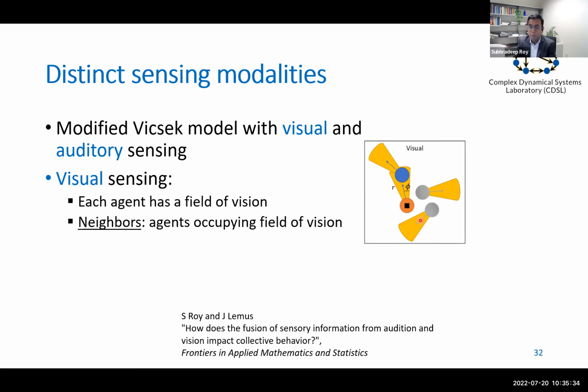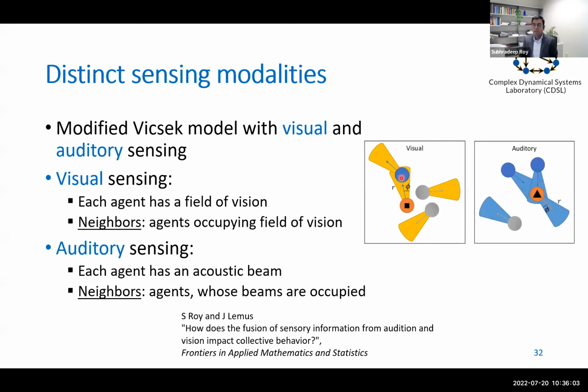Here, each particle is provided with a sensing space similar to a field of vision, which is marked in yellow. So you can think of this orange particle as having its field of vision, which is this one, and the blue particle resides within it. So the orange particle can only see the blue particle and cannot see the gray particles. In this instance, the orange particle has only one neighbor, the blue one over here.